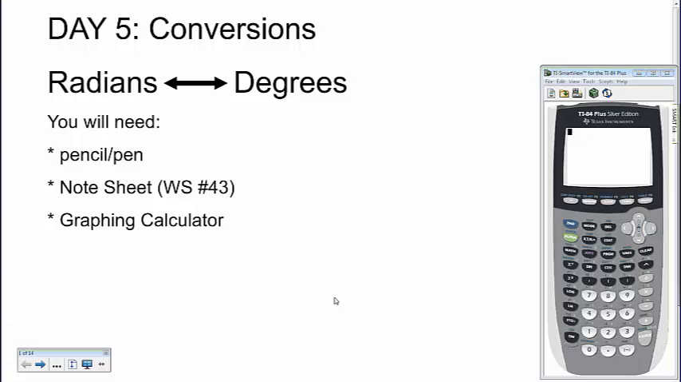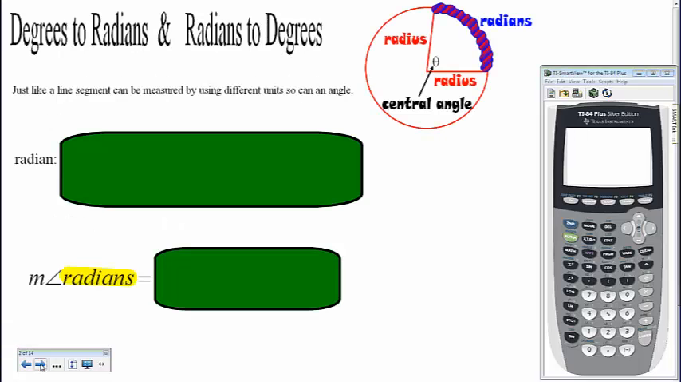Today we're on day 5, conversions from radians to degrees and degrees to radians. Here are the supplies you will need.